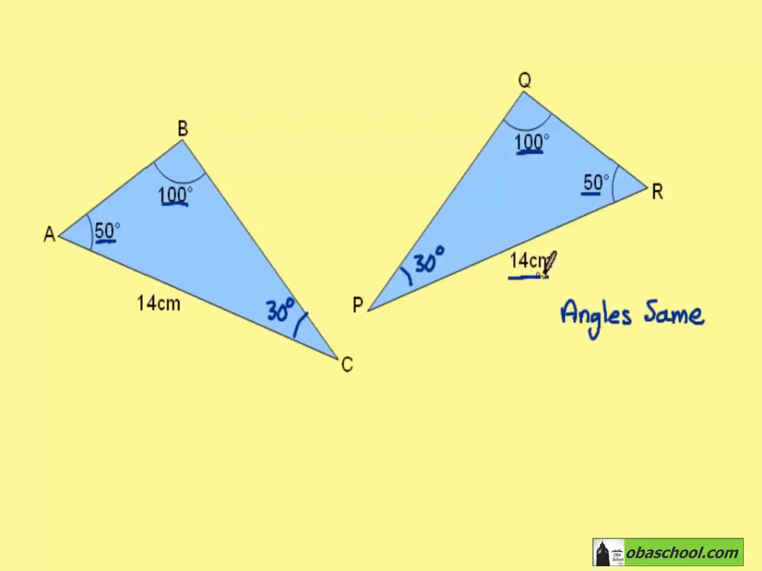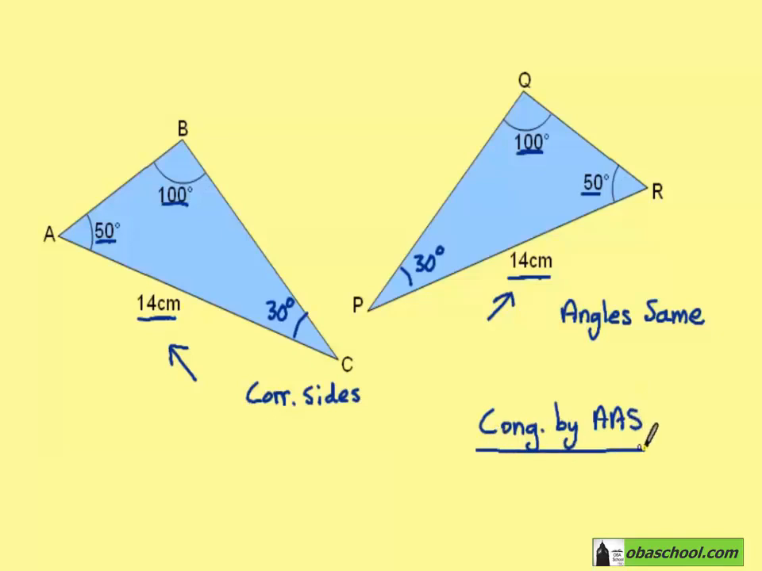Between the 30-degree and 50-degree angle in both triangles is a length of 14 centimeters. So a corresponding side is equal. We can say, since this corresponding side is equal, that the triangles are congruent by AAS. Think of the original information given. We had two angles and a corresponding side.